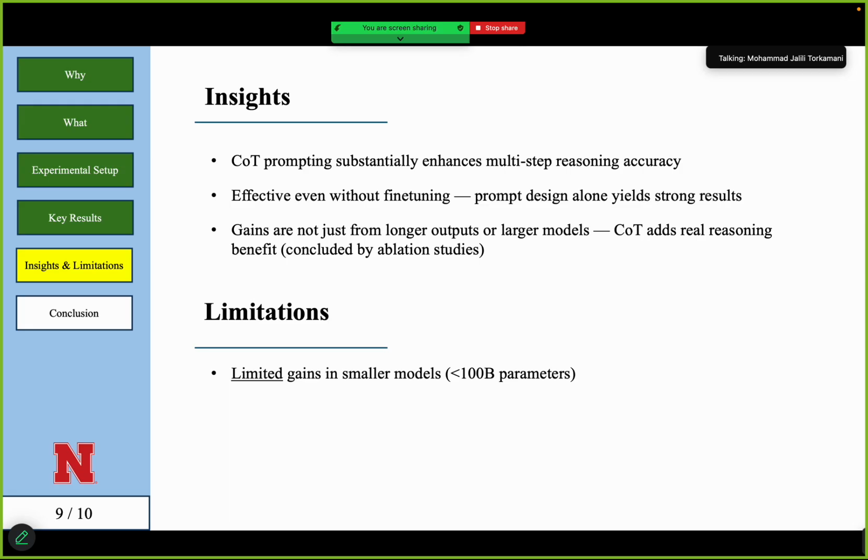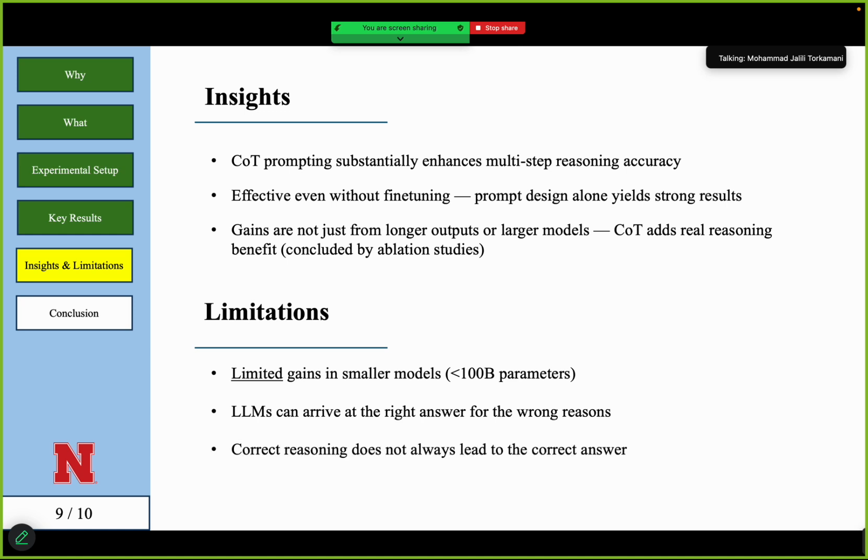But as I said, the real power of chain of thought is when the model has more than this number of parameters. And one of the important limitations that researchers face in the real world is that chain of thought can have wrong reasoning and get the correct answer at the end. So this is a limitation of chain of thought. There is no guarantee to get a good and correct answer.